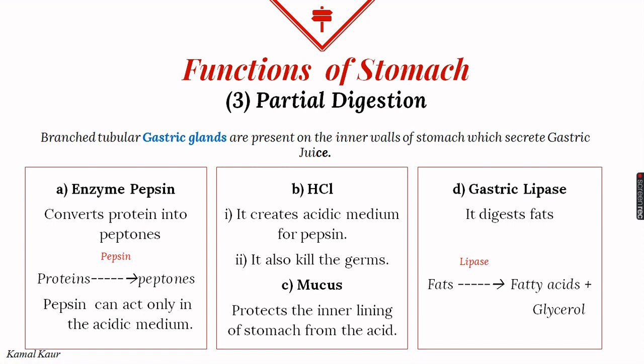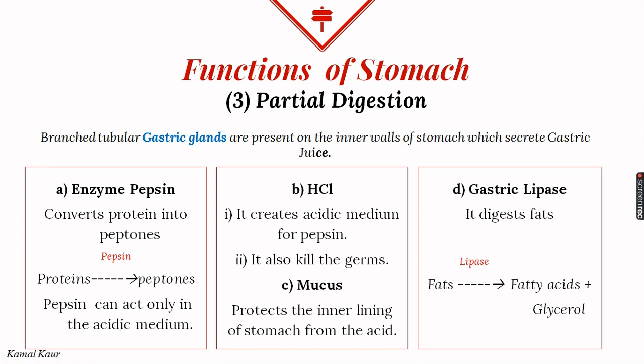Next function is partial digestion. As we have just said, inside the wall of the stomach there are branched tubular gastric glands which secrete gastric juice. Now this gastric juice contains 4 things. First is enzyme pepsin. This enzyme pepsin digests the proteins and converts proteins into peptones. So we'll write it like this: proteins converted into peptones, and above the arrow we will write the enzyme pepsin. Now pepsin will act only when the medium is acidic.